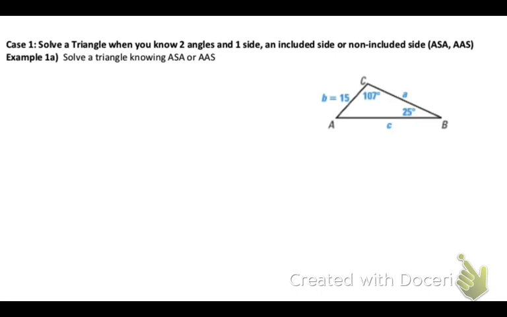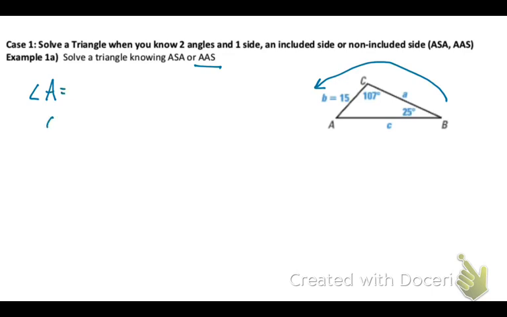So we're going to use what we know about the triangle, different cases. So case one, we're going to solve a triangle when we know two angles and one side. So it's either an included or a non-included side. So an included would be angle, side, angle, or angle, angle, side. So in this first triangle, as we look around the triangle at what we know, notice that we know an angle and then another angle and then a side. So that's angle, angle, and a non-included side.